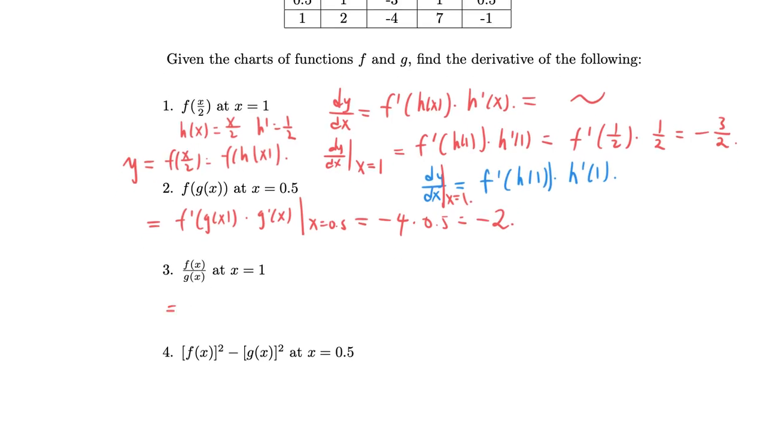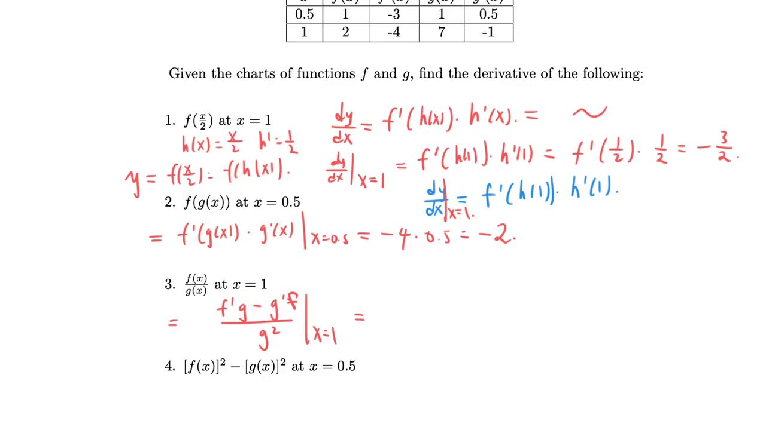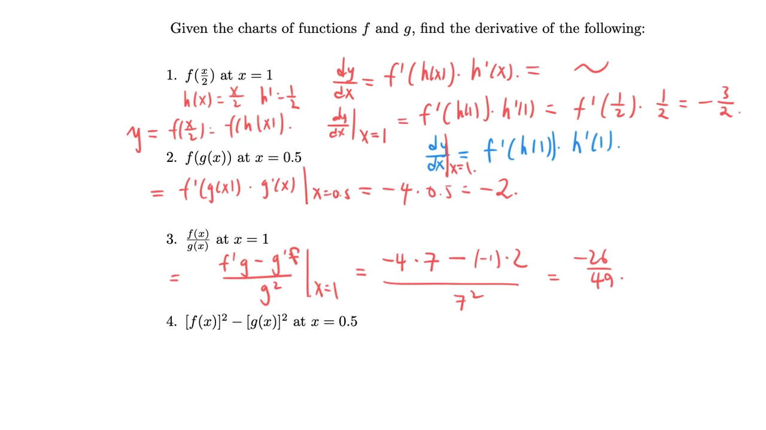Then this one is equal to f prime of g, I'm just going to abbreviate, d over dx of g times f over g squared, evaluated at x equals 1. And this should be equal to, well, f prime at 1 is -4. g at 1 is 7, minus g prime, -1, times f at 1, 2, over g squared, which is 7 squared. And this is equal to -28 plus 2, -26 over 49, like this.